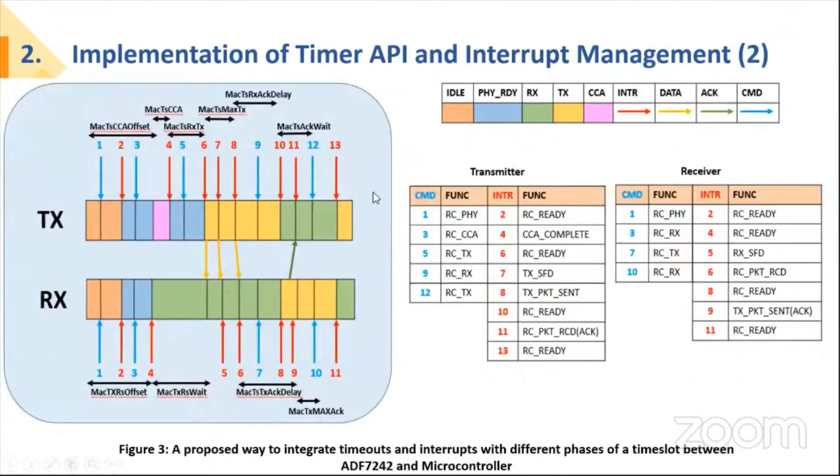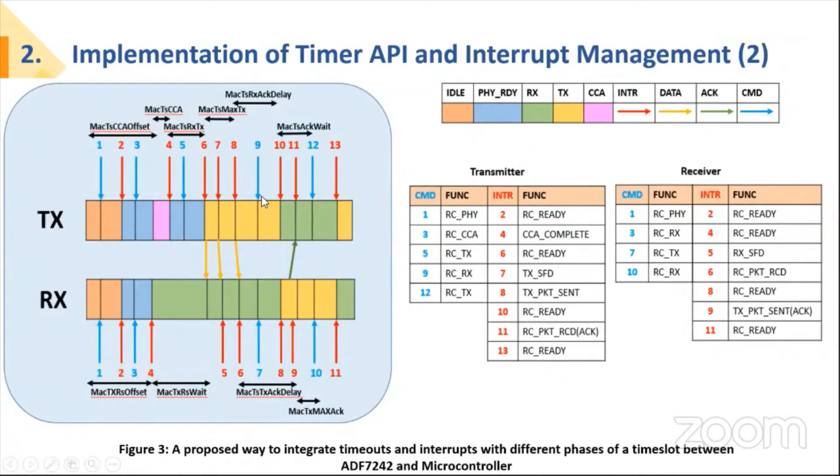This is how interrupts and the timer have been implemented for the TX time slot and RX time slot. This is the full TX time slot and this is the full RX time slot. Timing parameters have been written here at the top of the diagram. The blue arrows are all the commands and the red arrows are all the interrupts that are required for the TX to enter the TX state and to transmit the data packets in the TX state.